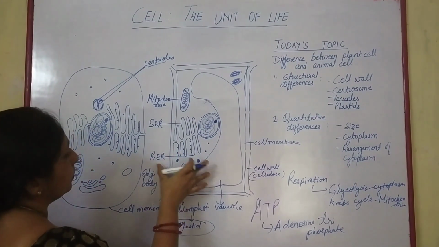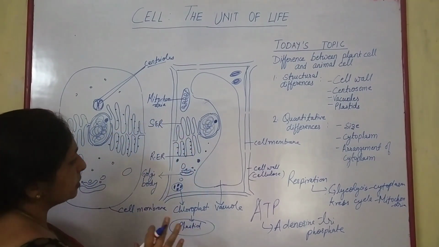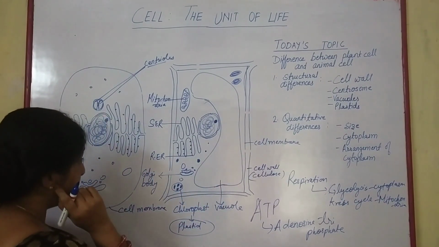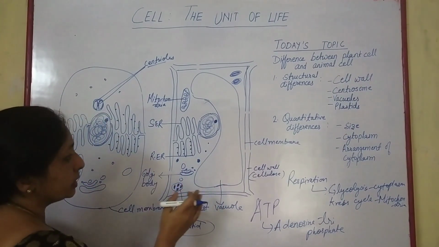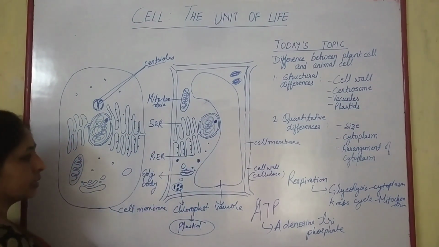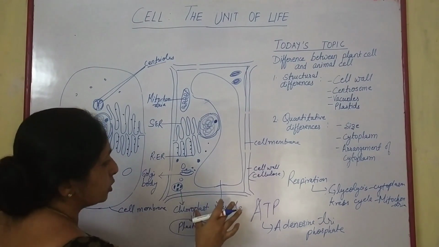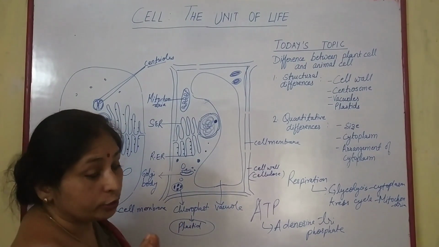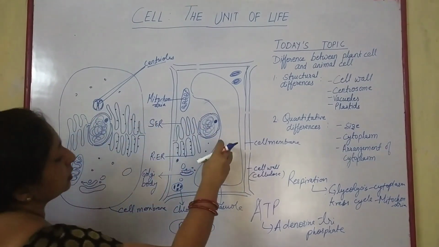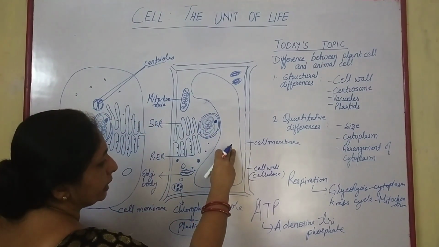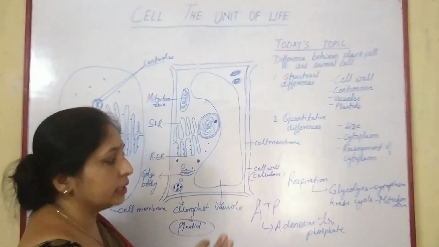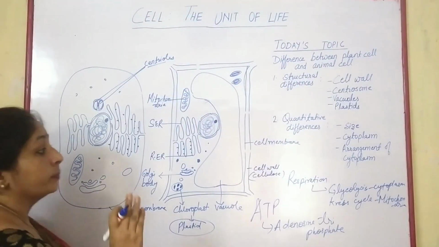Size of the cell: I have drawn almost the same size, but you must remember this. The size of the animal cell is comparatively smaller than the plant cell. Cytoplasm: in the plant cell, a major portion is occupied by the vacuole. So the amount of cytoplasm is less in the plant cell, more in the animal cell.